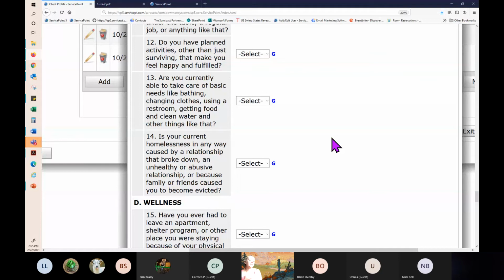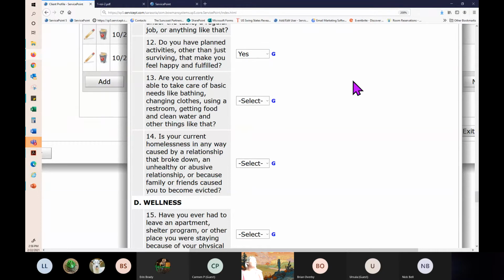So, do you have planned activities other than just surviving that make you feel happy and fulfilled? Who are we to judge what a client's planned activity is? If their planned activity, Brian, is to go to the Publix liquor store, grab that pint and share it with their friends down by the Van Wezel, then that's something that they planned and they do every day to survive. That's something that they do other than surviving that makes them feel happy and fulfilled. That is a yes or no.